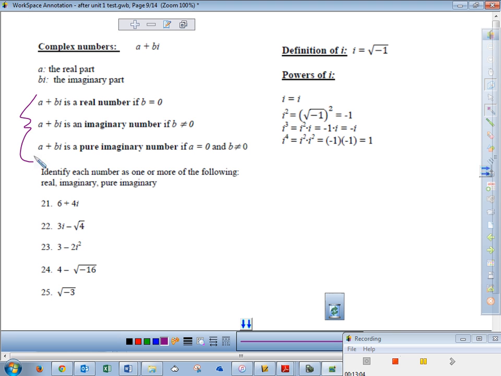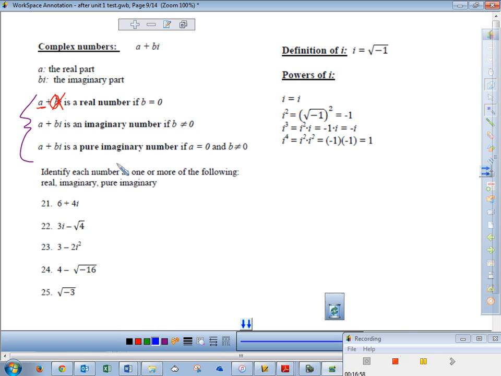They will ask you, is the number in these problems just a real number, just an imaginary number, or a pure imaginary number? Well, a plus bi is a real number if the b value equals 0. That means you've got a 0 right here, meaning that doesn't exist because you had 0 times i, which is nothing. It's just a real number if there's no i's with it.